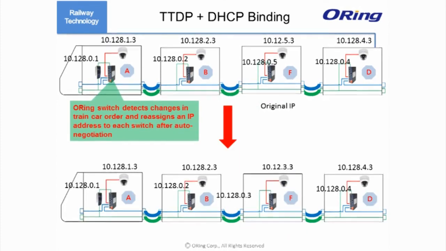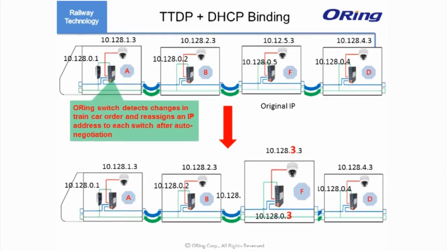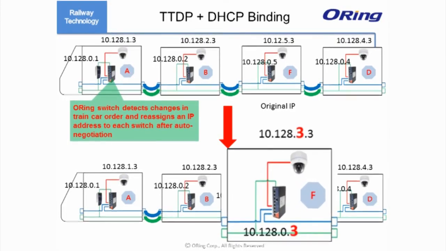TTDP optimizes inter-consist communication efficiency, making the network faster, more precise and more flexible. TTDP not only saves network configuration time but also ensures safe train operations, as man-made errors are significantly reduced.